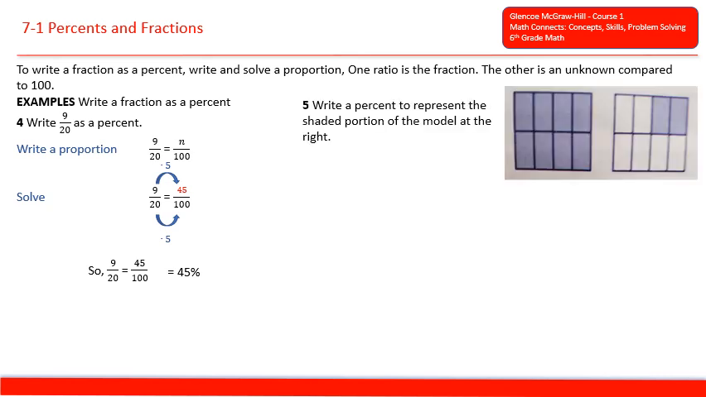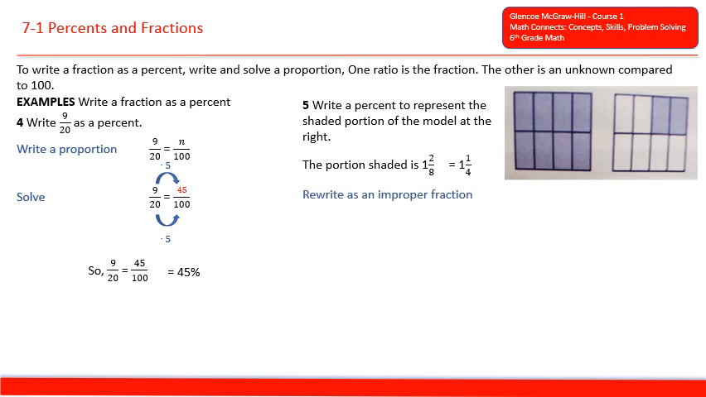Write a percent to represent the shaded portion of the model at the right. So the portion shaded is 1 and 2/8. Hopefully you see there are 2 grids of 8 squares or rectangles each. The first one, 8 out of 8 are shaded, so that equals 1. In the second grid, 2 out of the 8 rectangles are shaded, so that's the 2/8. And if we simplify 2/8, we get 1/4.